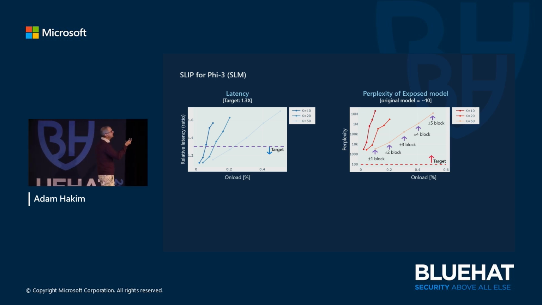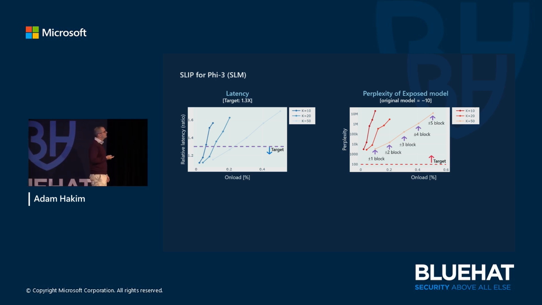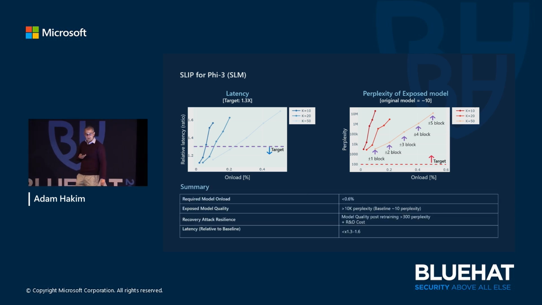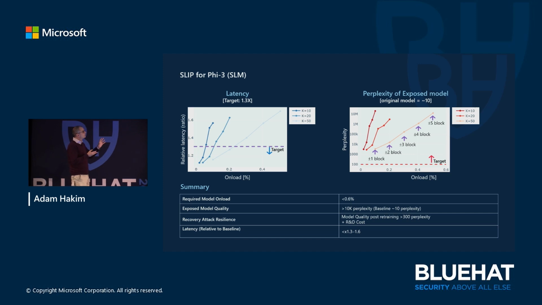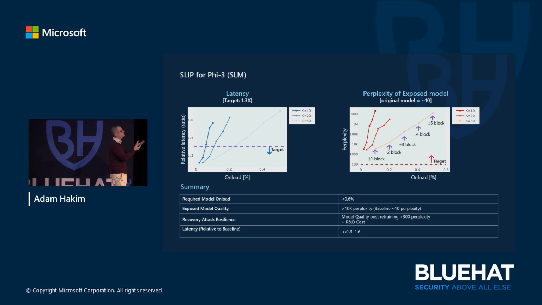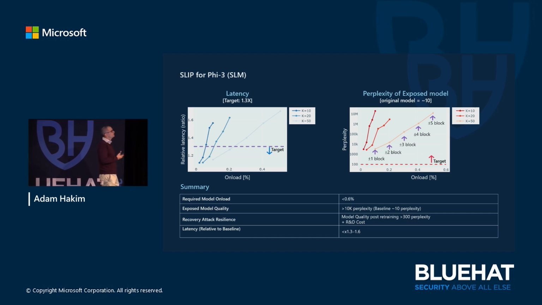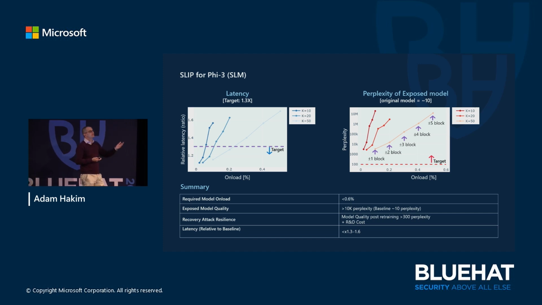The latency target was about 1.3x compared to the baseline performance of the model. We were able to see different configurations achieve between 1.3x and 1.6x, which is around our target. So you can trade these things off. You can choose to split up more and put more of the model on Charlie, but that will cost you more latency. You can play around with that to achieve the level that you want.